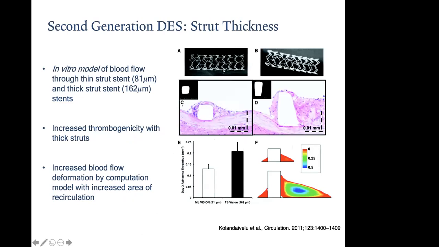In vitro assessments of this showed that you would essentially get changes in flow around thick stent struts. And so if you're comparing this thin strut, which was 81 microns, compared to a thick strut, which is 160 microns, you'd get increased thrombogenicity because of the thick struts. You'd get these eddies in flow related to this thick strut, essentially sticking out into the lumen, which would lead to actually thrombus deposition in their in vitro model in this study.